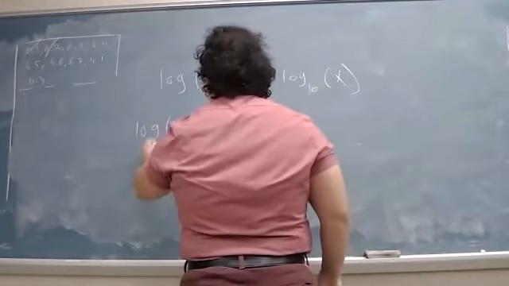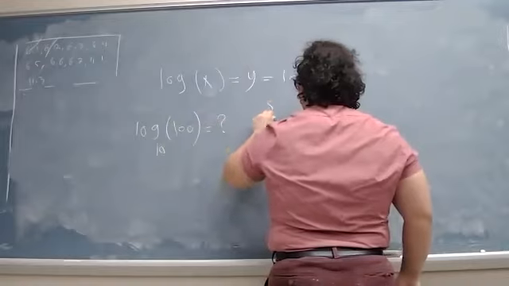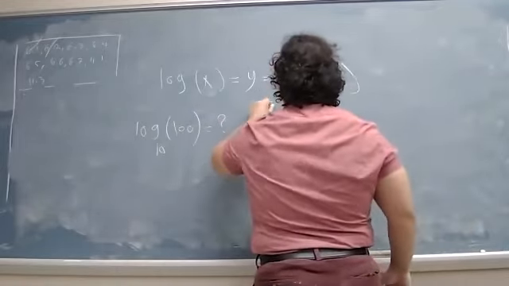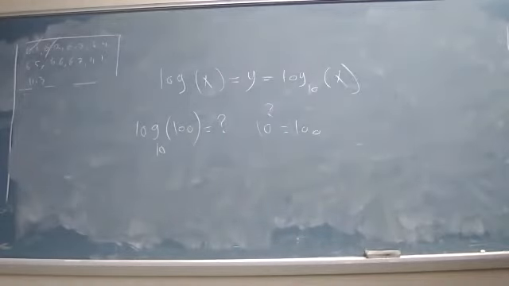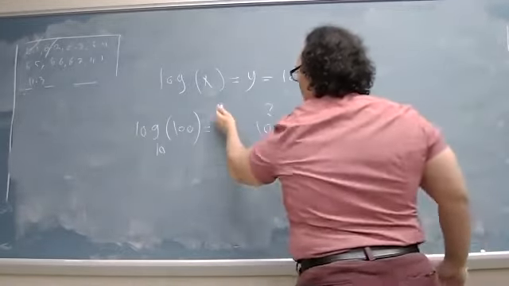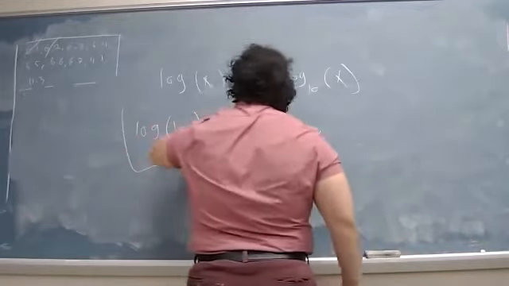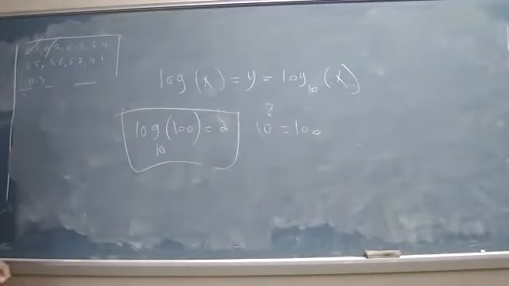Well, since there's a secret 10 over here, it's asking you the question, 10 raised to what power is equal to 100? And we all know that when you square 10, it equals 100. So that's what you get, 2.